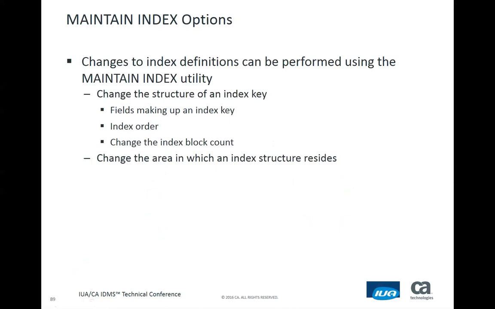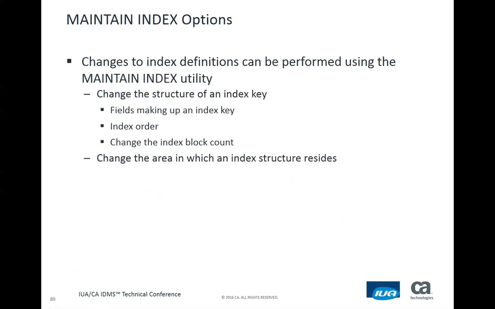And those changes we see here are that you can change the fields making up an index key. Potentially, you have an index that just specifies the sort key as field 1, but you now want to add another field and make that a concatenated key. So again, maintain index could be used to rebuild that index and it will go out and specify or create that key based on the two fields making that concatenated key.